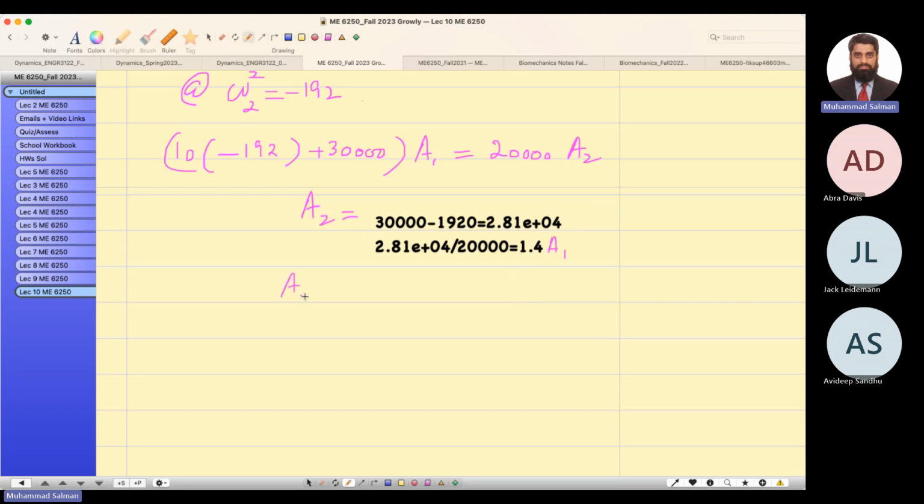And then A2 equals 1.404 as one student is completing this question. So let's draw the mode shapes. A1, if it is 1 unit, what is the second displacement? A little bit bigger. A2 equals to 1.4 A1. You see the mode shapes? Yes. Can you solve such a problem in your quiz?